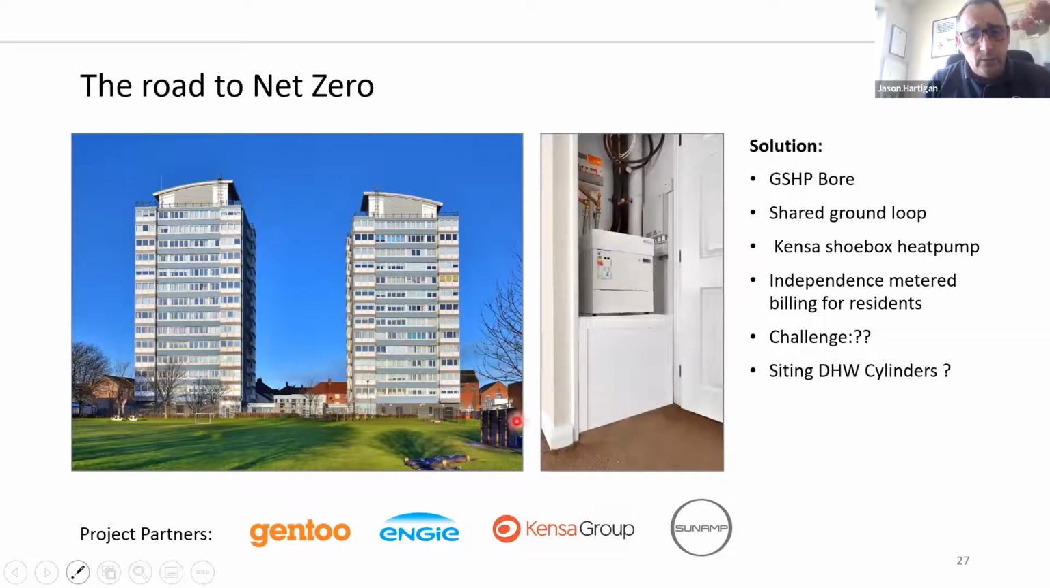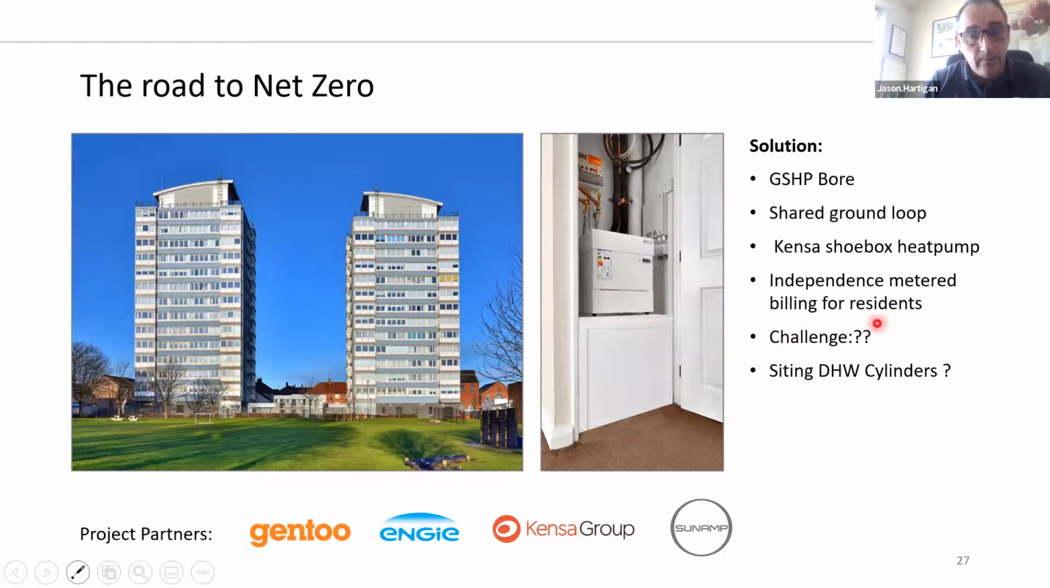So what we did is we took a ground source bore, and then we took a thermal loop around the buildings, running at about 9–10 degrees. And then we raised the temperature of the ground loop, the shared loop, through this little Kenta shoebox. So then that would run off to the heating side of it at around 47–48 degrees.